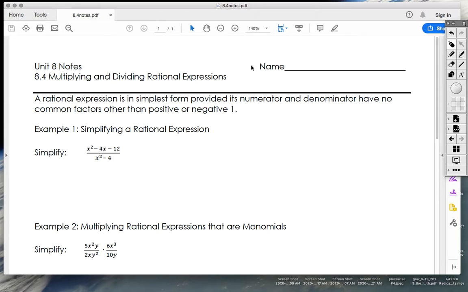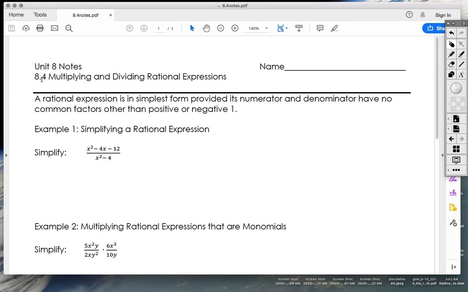So we are moving forward for the rest of this school year. We are not stopping this train. We are moving forward on Unit 8, and we're actually reordering these. This is not 8.4, this is 8.1, and we're working on multiplying and dividing rational expressions.